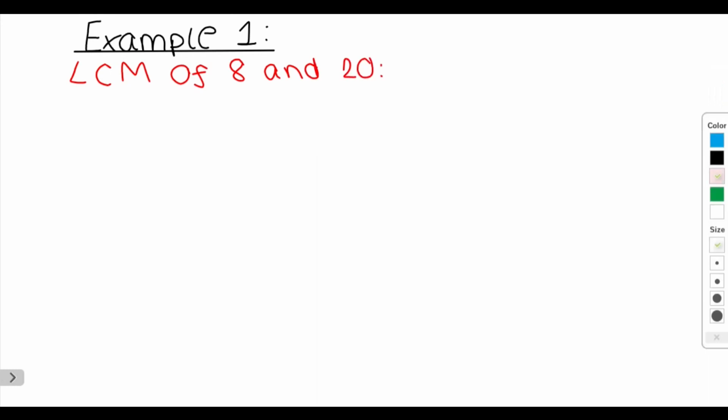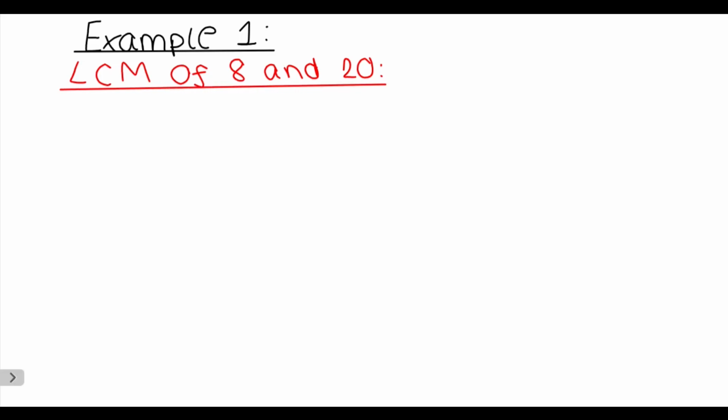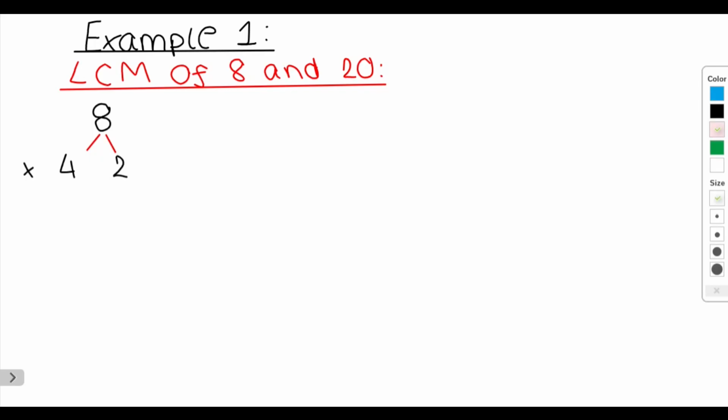Okay, so let's have a look at example number 1. So we are going to do LCM, which stands for lowest common multiple of 8 and 20. So firstly, we are going to start off by drawing the prime factor tree of 8. And we need to see what divides into 8. So we're going to see what divides into it, and that is 4 and 2. So 4 is not a prime factor, but 2 is a prime number, so we're going to circle that.